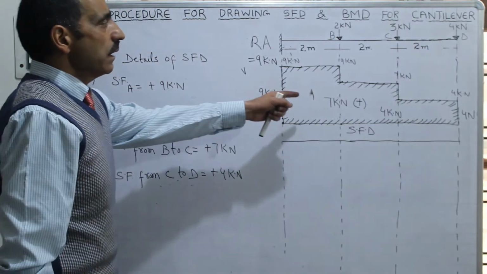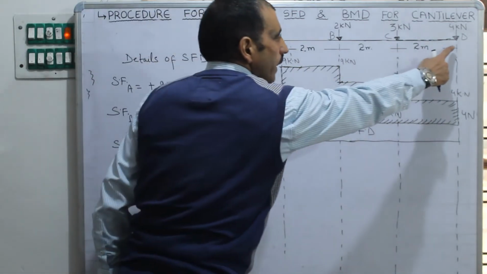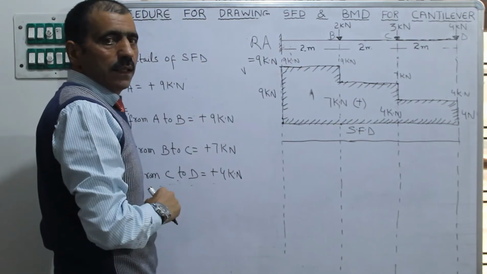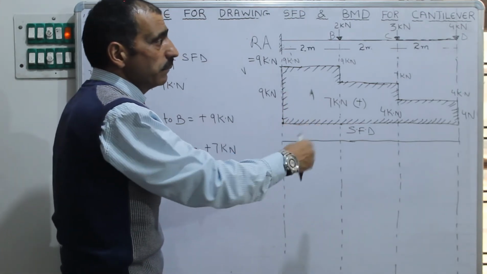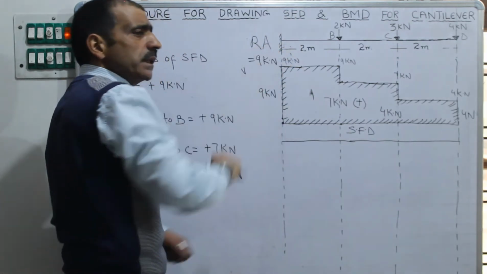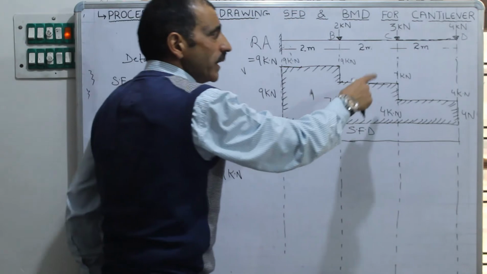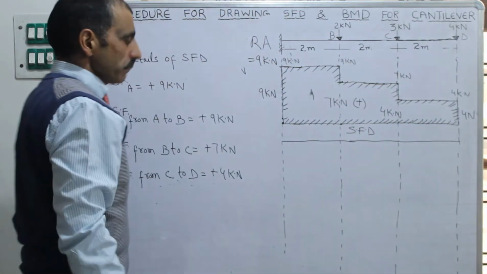Now in the case of a cantilever beam, bending moment is always 0 at the free end and it is maximum at the fixed end. Whenever you want to calculate the bending moment in a cantilever beam, calculate it from the free end. You can calculate it from the fixed end also. I am not telling you that you cannot, but it is very convenient for students to calculate it from the free end.